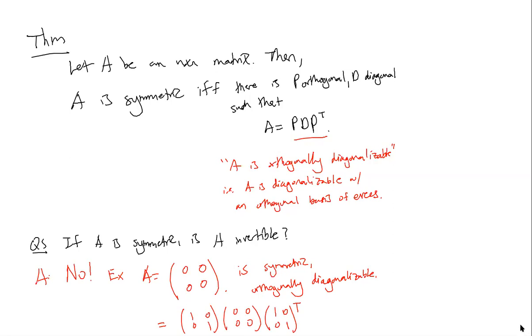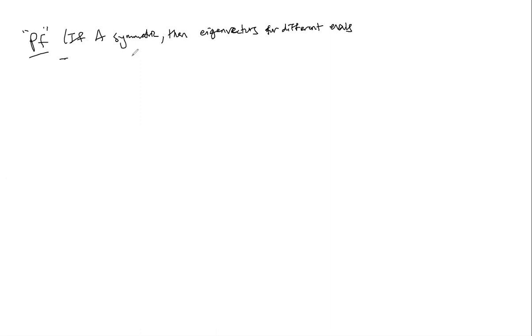And just so we get an idea of why this is true, let's prove part of this. I'll do a proof in quotes, it'll be a little informal. If A is symmetric, then eigenvectors for different eigenvalues are orthogonal. I think this is done in lecture, but I'll go over it again. This is what we're going to prove.